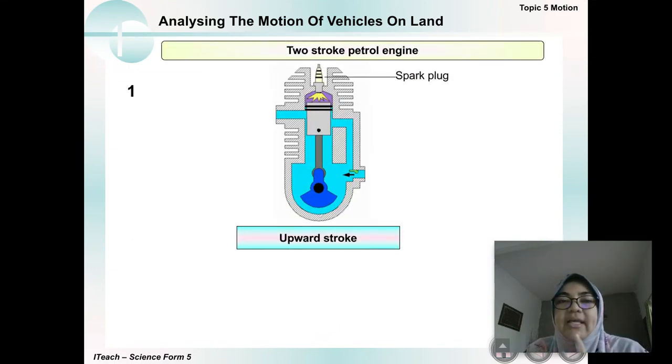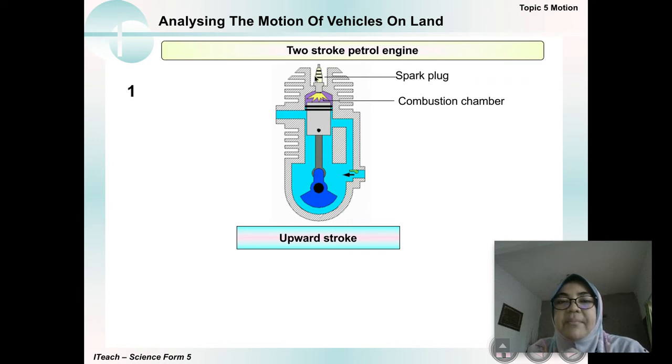Okay. So this one is two-stroke power engine. Okay, two-stroke power engine ni digunakan untuk mesin yang ringan macam motor, and then pemotong rumput. Okay, and then motorboat punya engine, they are using two-stroke petrol engine. So untuk two-stroke petrol engine, dia ada upward stroke.